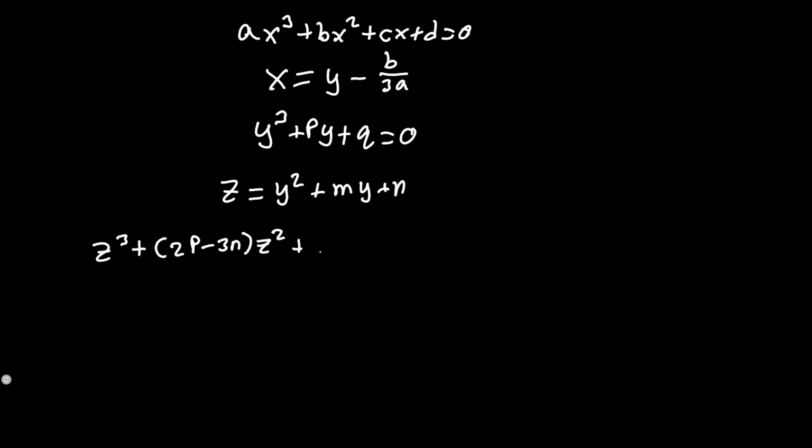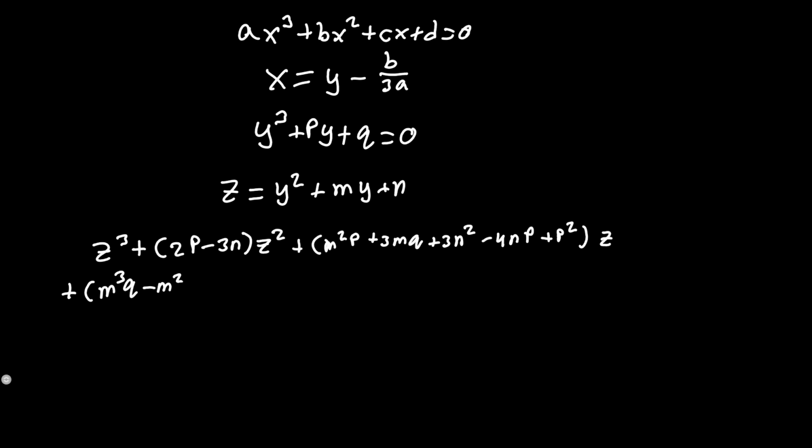And here we will have the z terms, which are going to be m squared p plus 3mq plus 3n squared minus 4np plus p squared, times z, and for the constant terms it will just be plus m cubed q minus m squared n p minus 3mnq plus mpq minus n cubed plus 2n squared p minus n p squared and minus q squared, and that is equal to 0.